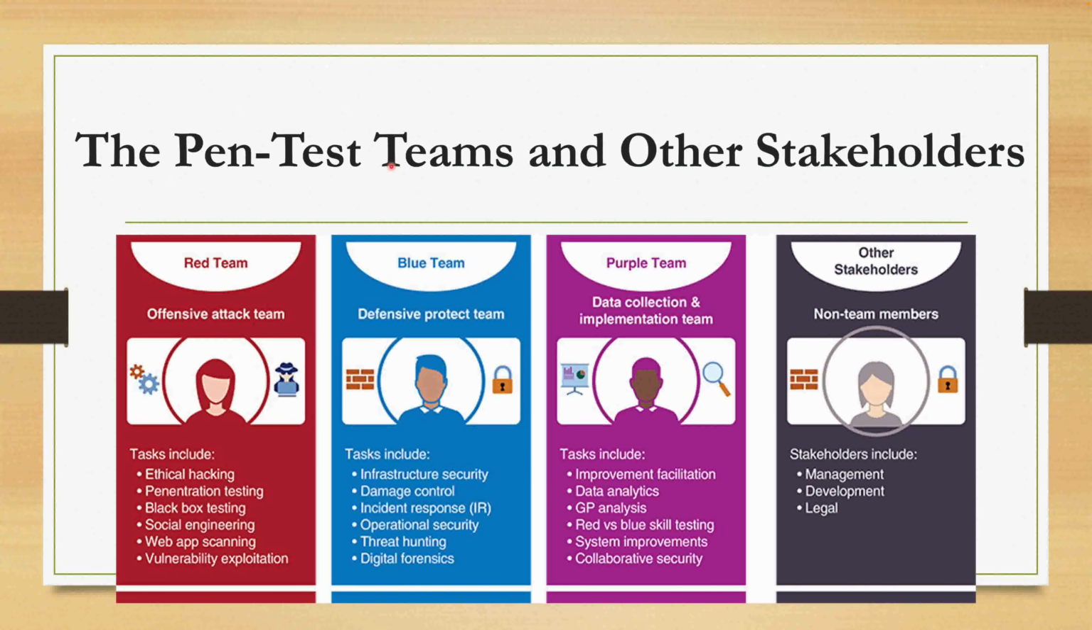Okay, so let's talk about pen test teams. We'll focus on the teams and other stakeholders. Now, the first one here, we could see the red team, blue team, purple team, other stakeholders. Now, when you see that red team, they are the offensive attack team. Blue team are the defensive protect team. Now, purple team is the data collection and implementation team, and other stakeholders are non-team members.